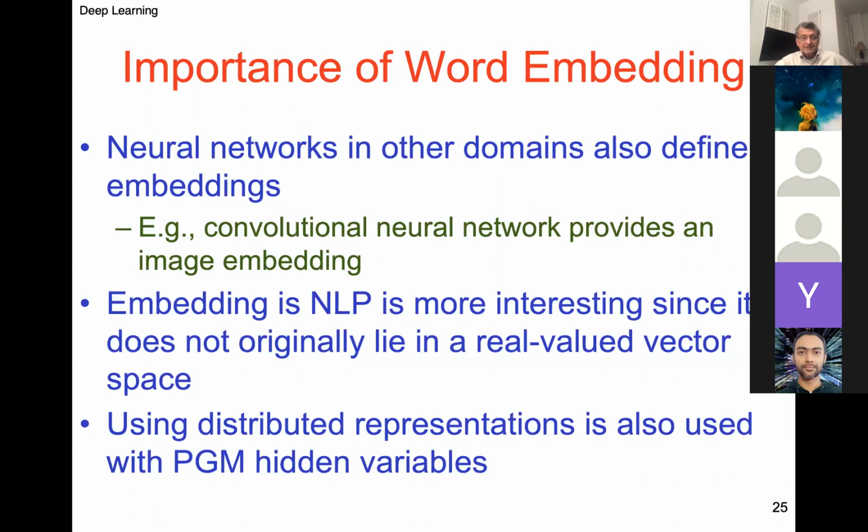Importance of word embedding. Neural networks in other domains also define embeddings. A convolutional neural network provides an image embedding. And embedding in NLP is more interesting. We said that already. Distributed representations are also used with PGM hidden variables. PGM, probabilistic graphical model, is a symbolic method, alongside the neural method. So how do we use distributed representation with PGM?